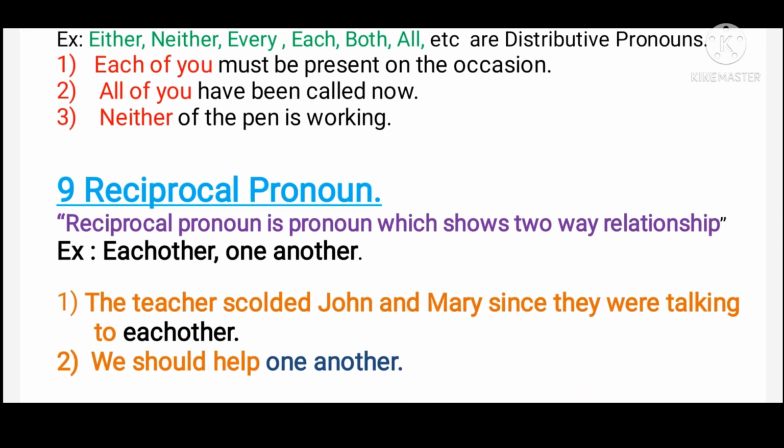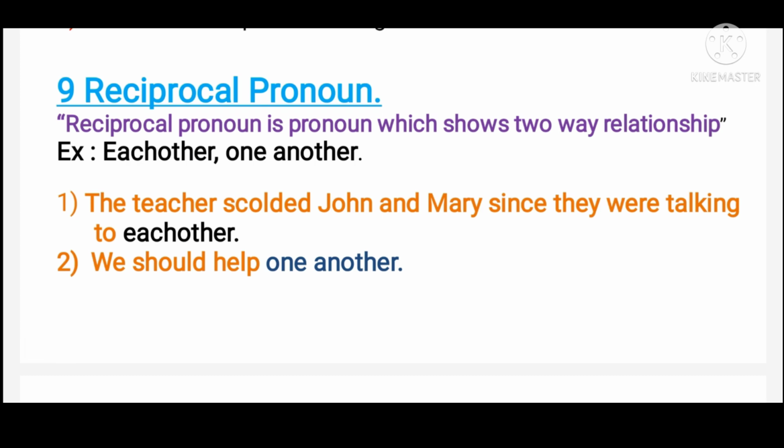Next is reciprocal pronoun. Reciprocal pronoun is a pronoun which shows a two-way relationship. For example, each other, one another. Now these two pronouns show the relationship with each other. Let us see how. For example, the teacher scolded John and Mary since they were talking to each other. Second example, we should help one another. Look at these two examples in which the reciprocal pronoun shows the two-way relationship. That is how it is known as a reciprocal pronoun.